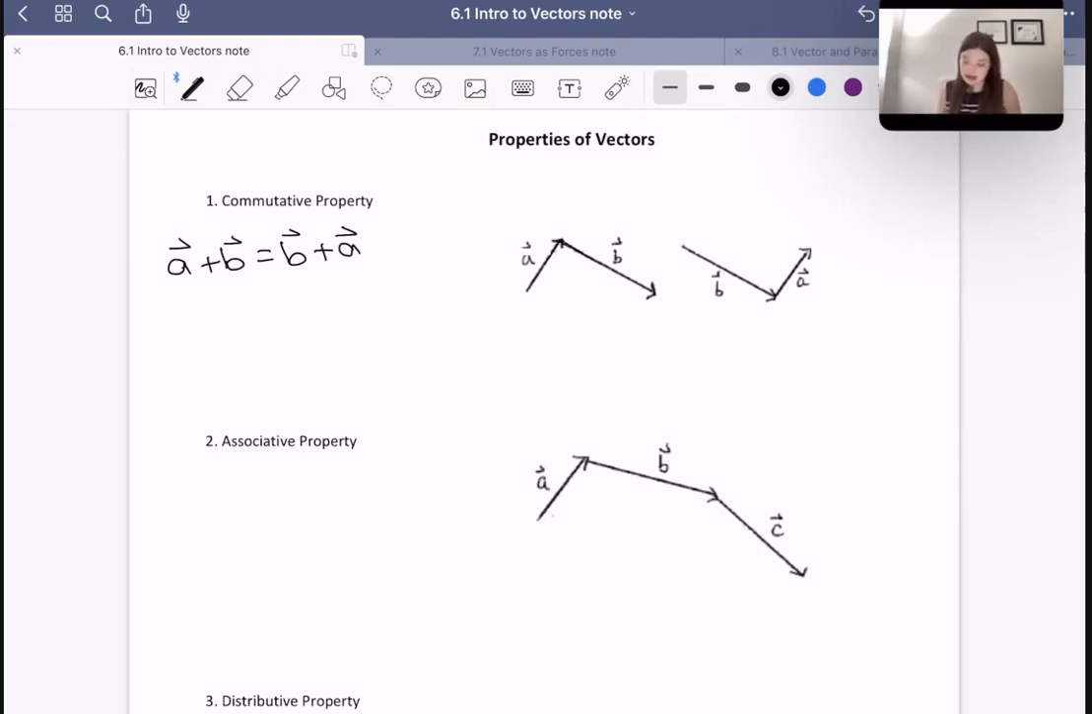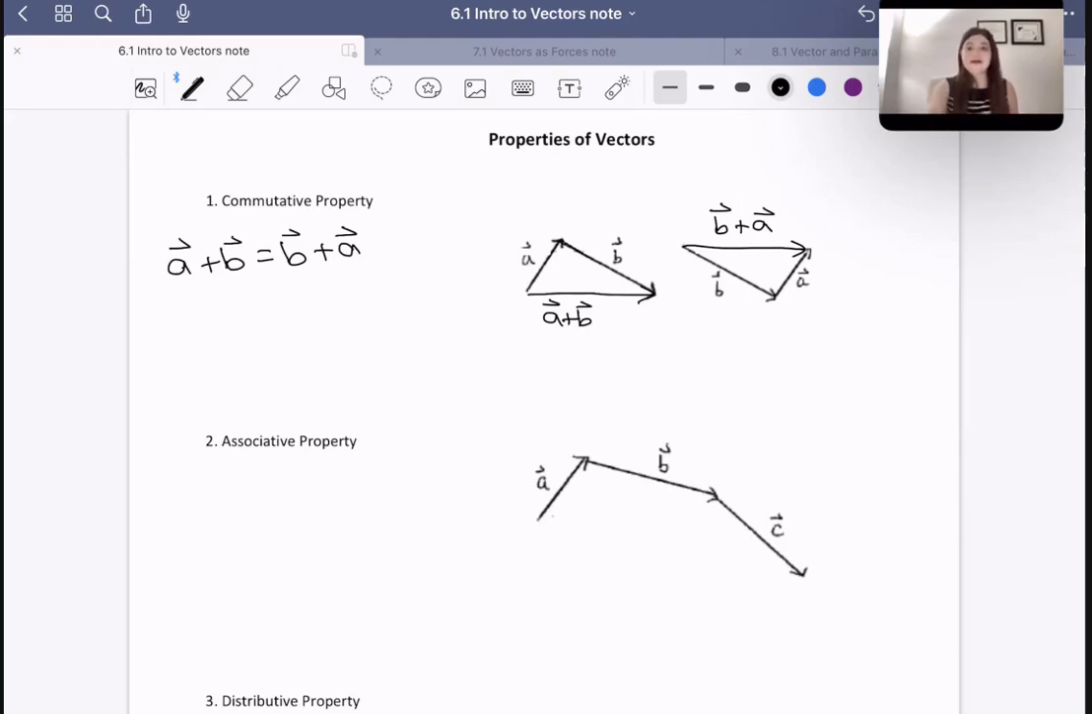If I have A plus B, here I have vector A plus B. And then here I have vector B plus vector A. And as you can see, they're the exact same vector. Now, yes, they start and end at different places, but remember that vectors are only characterized by their magnitude and their direction. They're only characterized by how long it is, which is magnitude, and which direction it's going, and it's going in the exact same direction either way. And so, therefore, this property holds true.